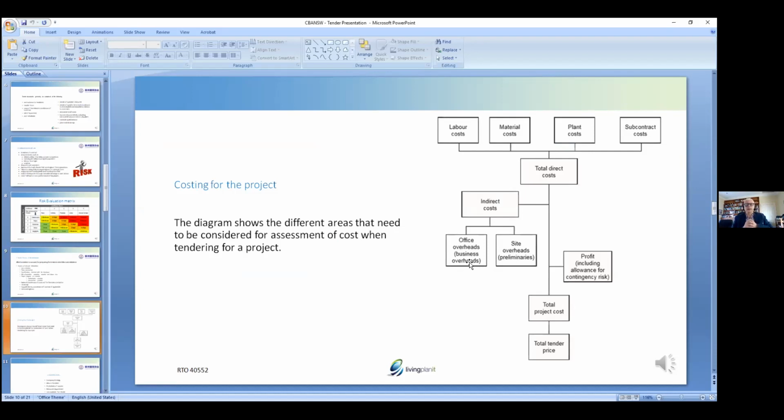If I'm doing one job a year, all my overheads for my office need to be paid from that one job. If I'm doing 100 jobs a year, then I can split my office overheads over those 100 jobs. So it really comes down to how many projects I'm doing as to how much of an overhead I put on this job. And our site overheads are obviously things like our site staff labour costs, our setup costs, our amenities, those sorts of costs. Once we've added up our direct costs and our indirect costs, we allow for a profit margin to get our total project costs, and then we can submit that.